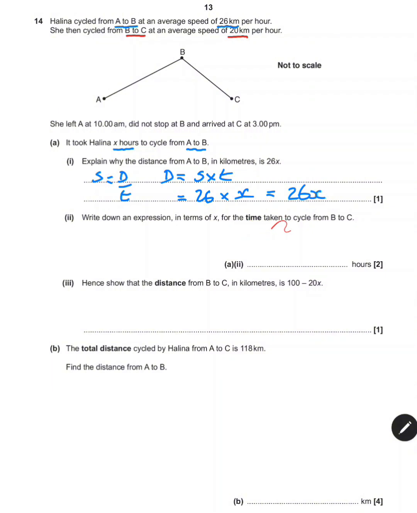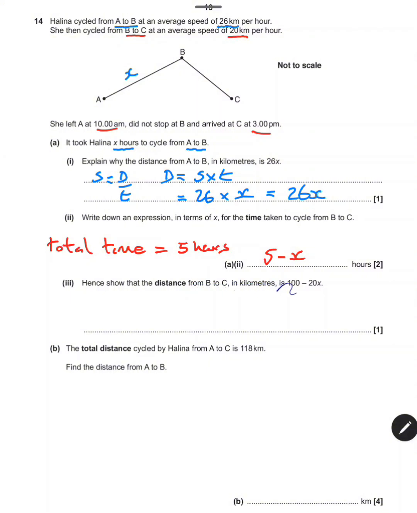Part 2 asks for an expression in terms of x for the time taken to go from B to C. Well, if we look here, we know that total time is from 10 till 3, that's 5 hours. We know from A to B takes X hours. So from B to C, we'll have to do total hours, which is 5, take away this X. So we're just going to write 5 take X.